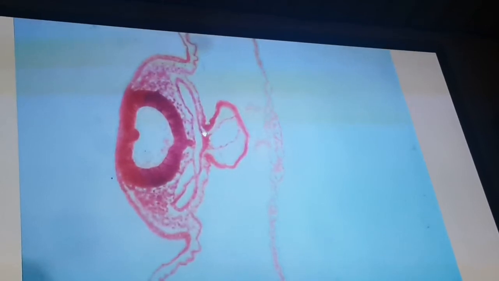Also you can see that the heart is suspended by a mesentery, just like the intestine, and this mesentery is called mesocardium. That's all about this section of chick embryo at early stage of development. Now I will show you not a section, but a whole mounted embryo where you can see the U-shaped heart tube.